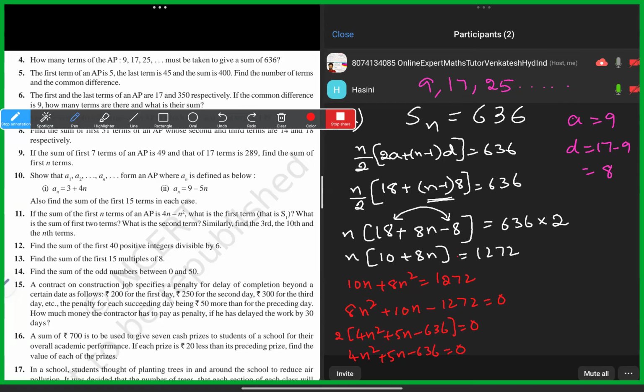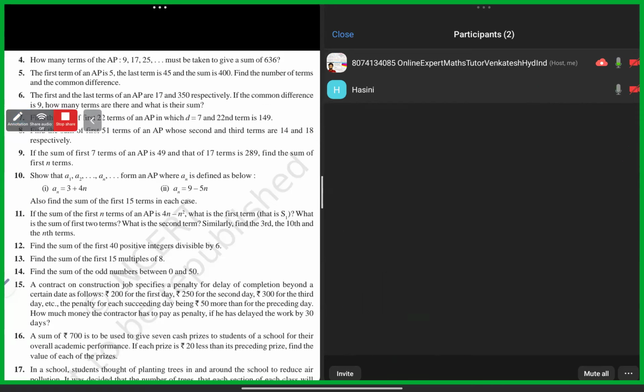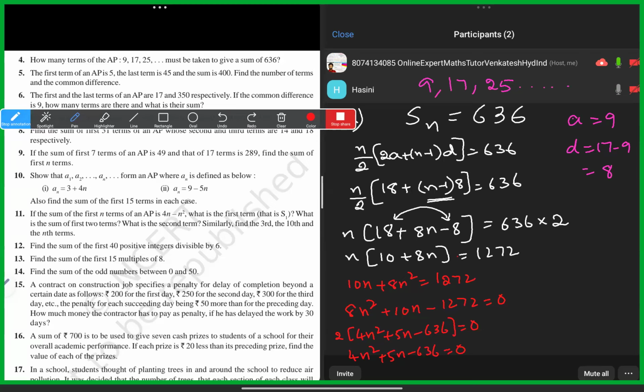Sir, is the quadratic formula like b plus or minus under root b square minus 4ac by 2a? Yes, Hasni, that's it. Minus b plus or minus root of b square minus 4ac by 2a. So here instead of the x variable it is n, Hasni, so n is equal to minus b. Shall I use the coefficients, Hasni? Yes, sir.